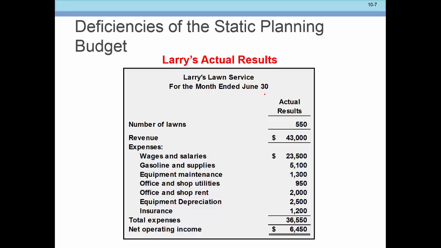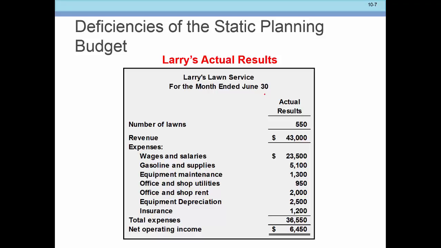For example, you notice he has more revenue, right? He has more revenue. But does he have more revenue because he mowed more lawns? Or does he have more revenue because he figured out some way to get some more money out of this deal? So, the price per lawn was what? $75? Okay, so $75 is the price per lawn. And he mowed how many lawns? 550. 550. What should his revenue be? 41,250.